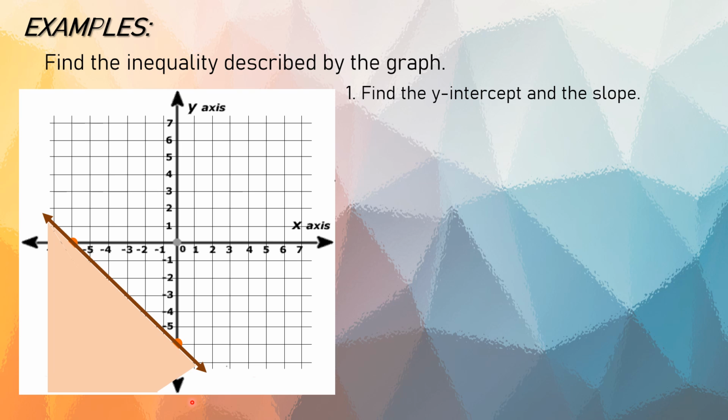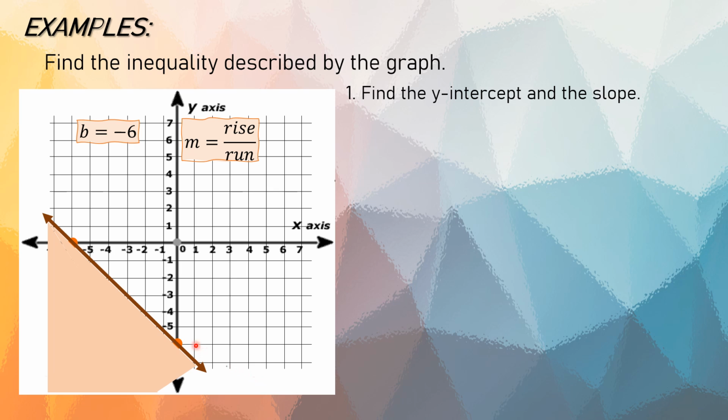Kapag sinabing y-intercept, iyon yung point na kung saan nag-lie sa mismong y-axis. At ang point na yon ay negative 6. Therefore, the y-intercept or the b is equal to negative 6. Next is to find the slope. Paano ba natin hinahanap yung slope? Recall natin na ang formula ng slope ay m equals rise over run.